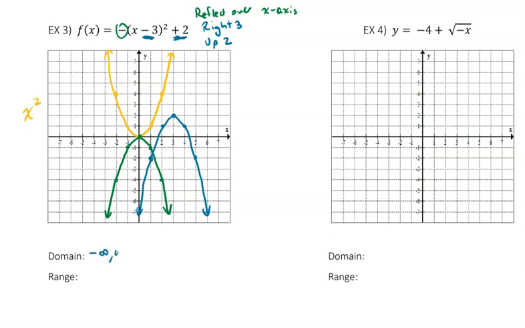The domain is negative infinity to infinity. The range is negative infinity all the way up to 2 is the highest.